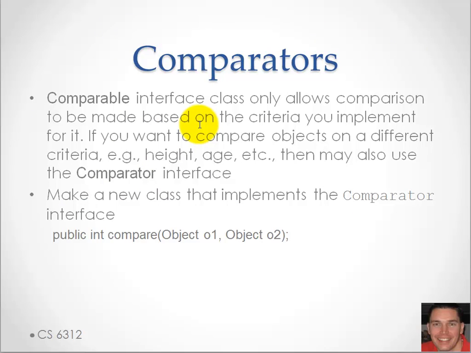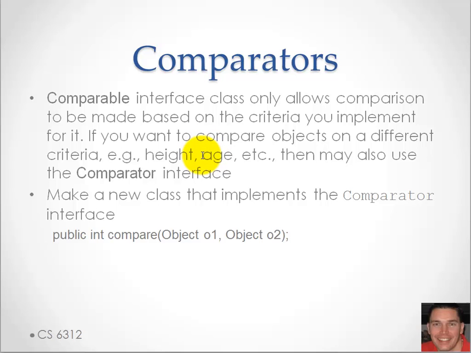In this particular example, we've compared the students based on their grade. But let's say I want to compare the students based on some other criteria. Maybe I want to compare them on their height or their age or their name. Since I've implemented the Comparable interface, I can only compare based on that one attribute. If I wanted to compare something else, I'd have to go back in and rewrite my code. And we don't want to have to do that. And what if I want to be able to sort on different criteria?